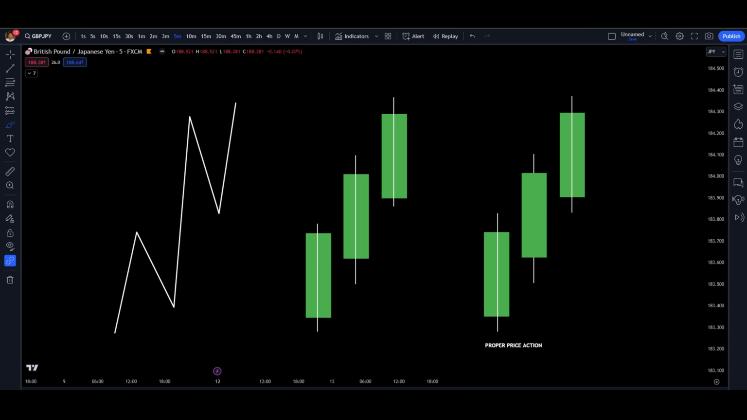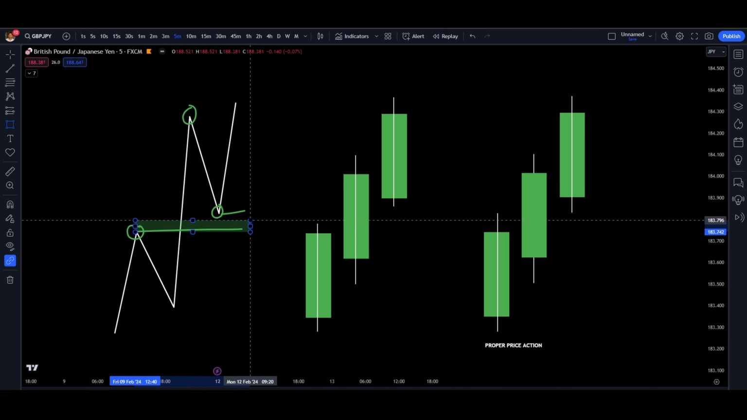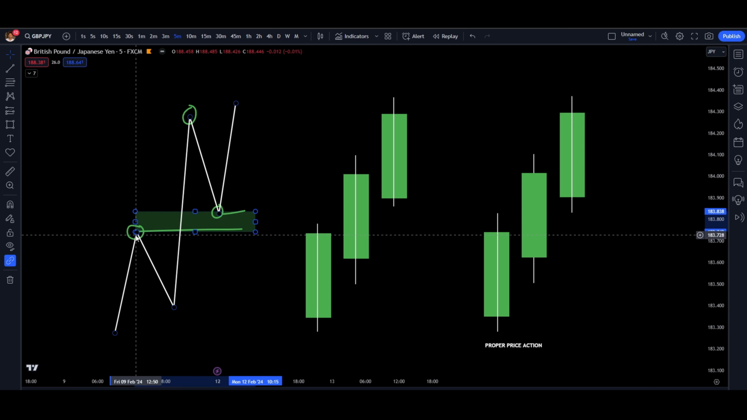In this video, I'll explain what is imbalance. So let's start. So when price breaks this high and creates a new higher high over here, and this higher low never touches this higher high, that's when imbalance is formed between this low and this high.